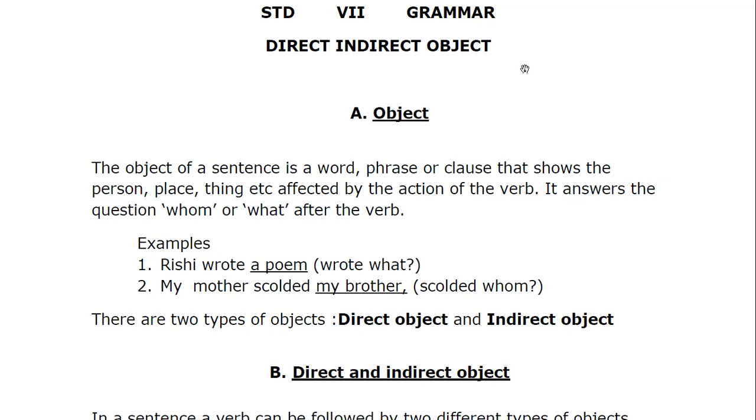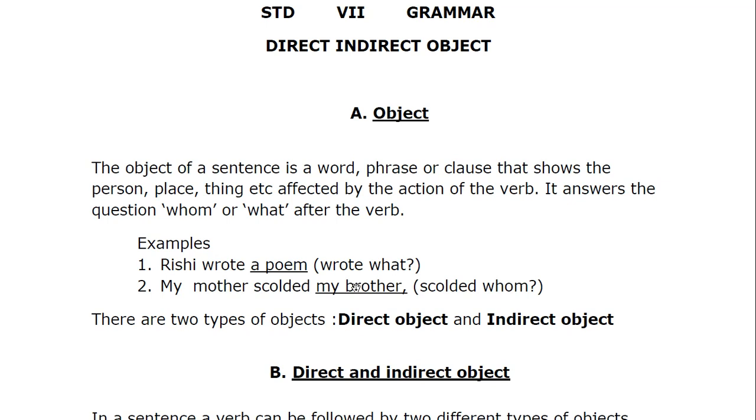My mother scolded my brother. Okay, there's a mistake here. There should be a full stop here. Instead of that, I've typed a comma. My mother scolded my brother. So now here there's no what. What is the action first? Scolded. What did the mother do? Scold. Now here it answers the question whom. Whom did she scold? My brother. So you see two types of object. One that answers the question what. One that answers the question whom.